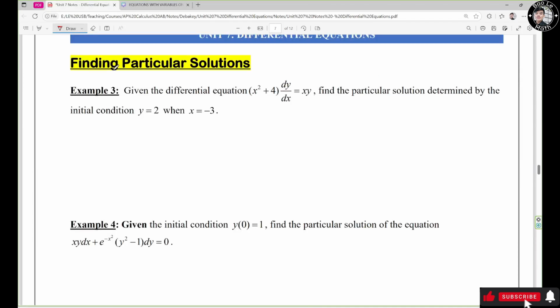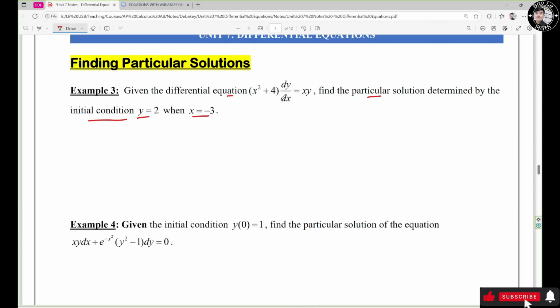Alright. Now we need to find the particular solutions. Example number 3. Given the differential equation (s squared plus 4) dy over ds equals s times y. Find the particular solution determined by the initial condition y equals 2 and s equals -3.